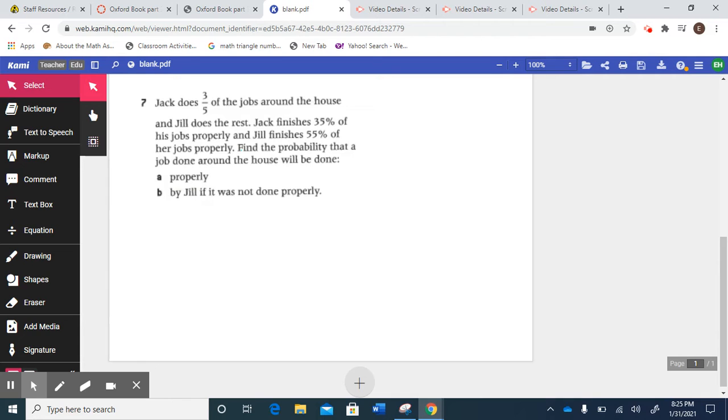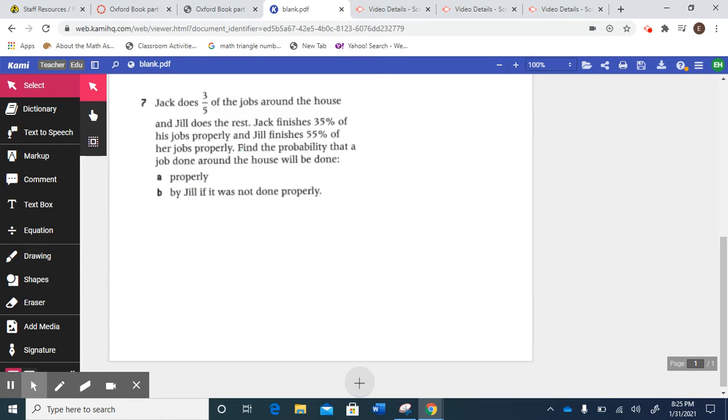This one specifically is not a without replacement tree diagram, but it is one that has a couple of different scenarios going on. So the probabilities are going to be different on each of your branches. So let's start with the first sentence. Jack does 3/5 of the job around the house and Jill does the rest.